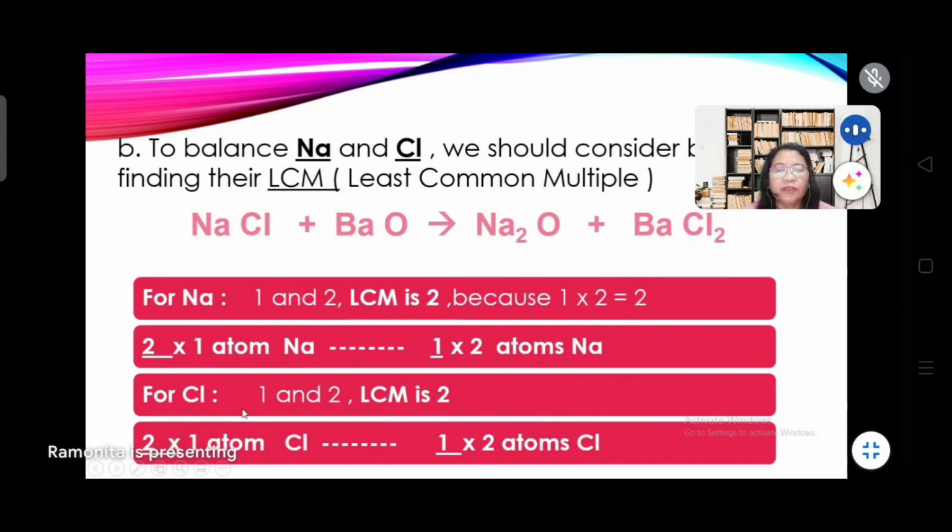Okay, for the chlorine, we also have 1 atom and 2 atoms. Getting the LCM, it is equal to 2. So for the chlorine under the reactants, you have 1 atom multiplied by 2, which is equal to 2 atoms of chlorine. And for the product, 2 atoms multiplied by 1 is equal to 2 atoms of chlorine. So the chlorine in the reactants and the product are now the same, which is 2. They are already balanced.